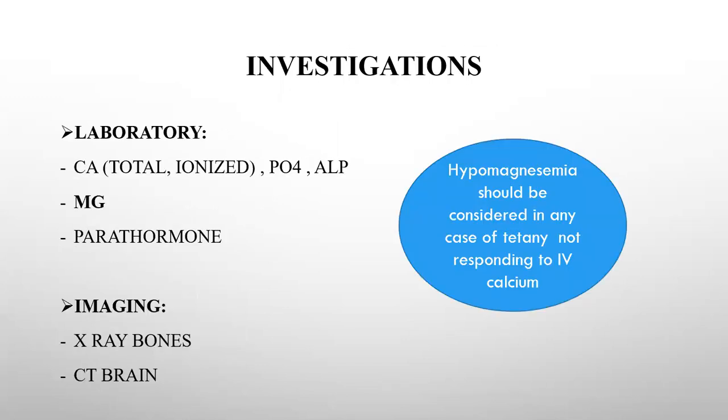Regarding the investigations that should be done for the patient, they include laboratory investigations and imaging. The laboratory investigations include calcium, phosphorus, alkaline phosphatase levels, magnesium level, and parathormone level. The imaging includes X-ray of bones and CT of the brain.